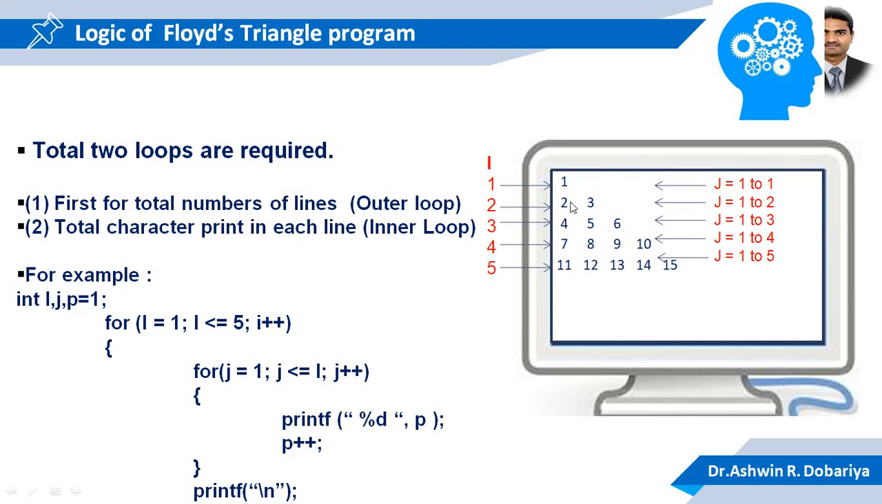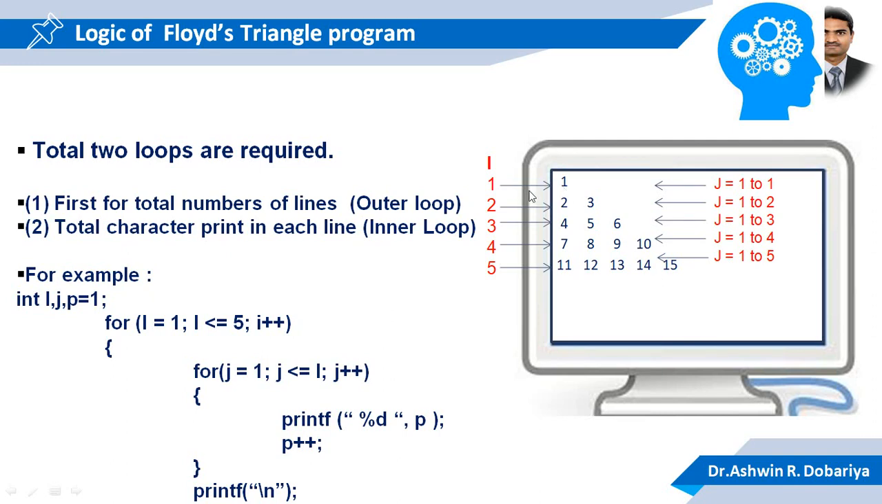Another thing is, when we think about the logic of a triangle, first we have to think of a for loop for the number of lines. Here we want to print 5 lines. So one outer for loop, we will start from i equal to 1, i less than or equal to 5, i plus plus, because we want to print 5 lines.